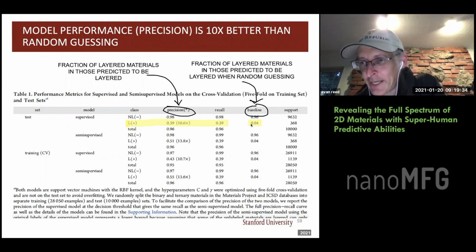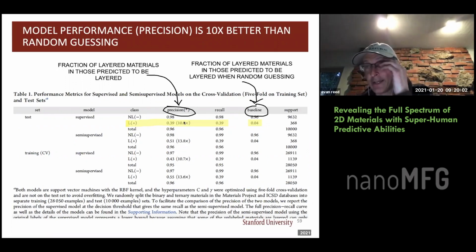In that particular case, our performance would be 4%, because it turns out that about 4% of known crystal structures are layered. So if we're just randomly guessing, we're going to get 4%. And if we take the ratio of these two, we get about a factor of 10 improvement over random guessing, which in our experience for these kind of materials data sets is actually pretty good.